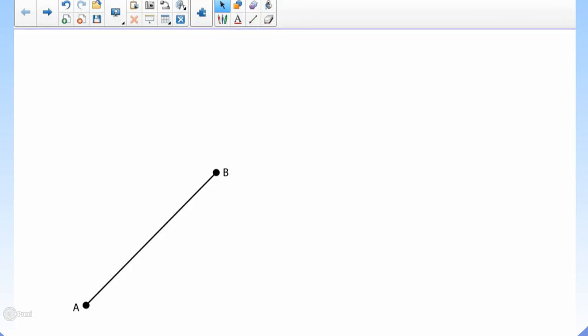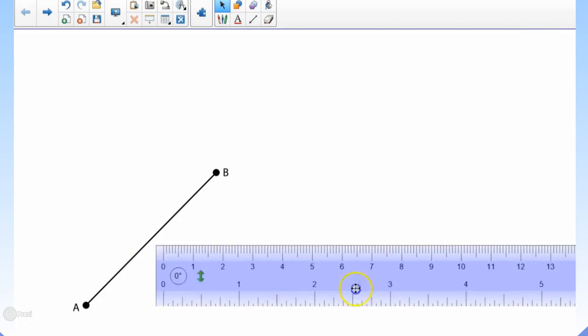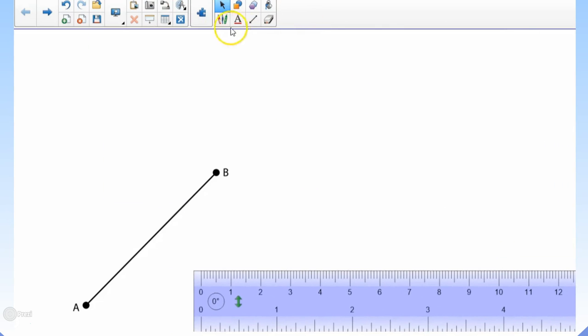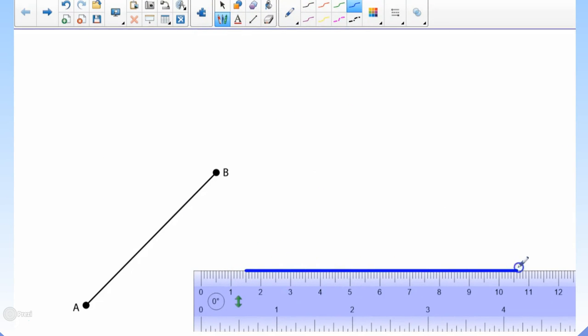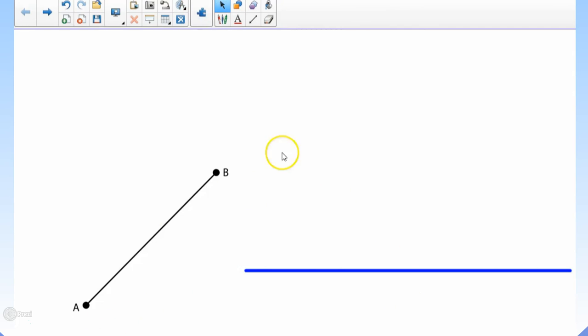I'm going to construct a segment that is congruent to segment AB. What I'm first going to do is take my ruler and make a nice long line. You want the line to definitely look like it's longer than the segment that you're going to copy. And then I am going to put a point on the line, and that's going to be my end point.